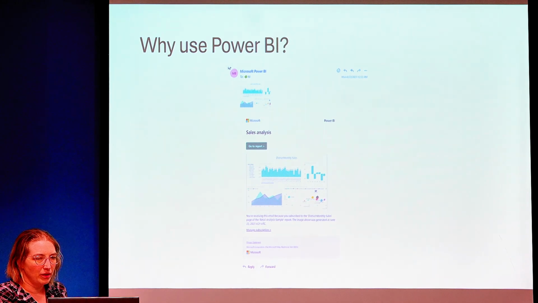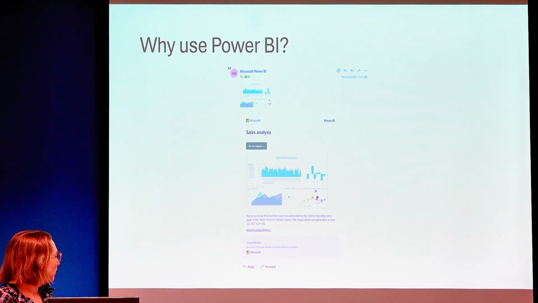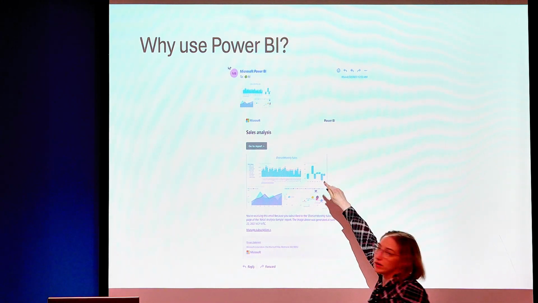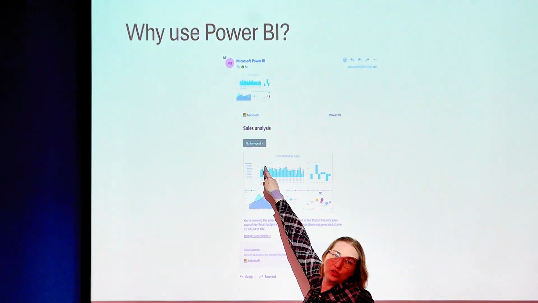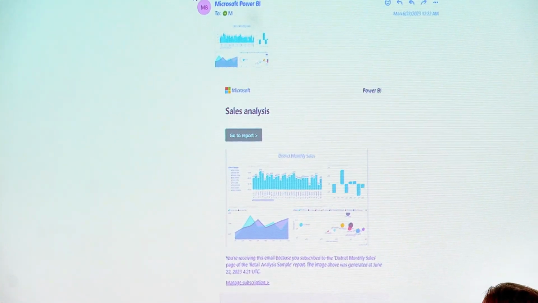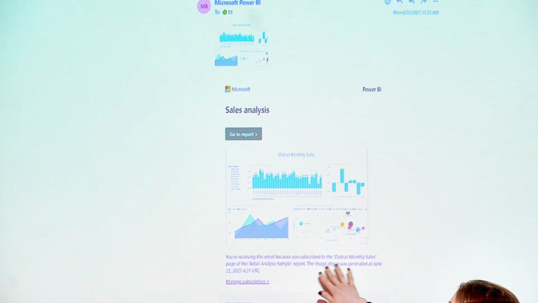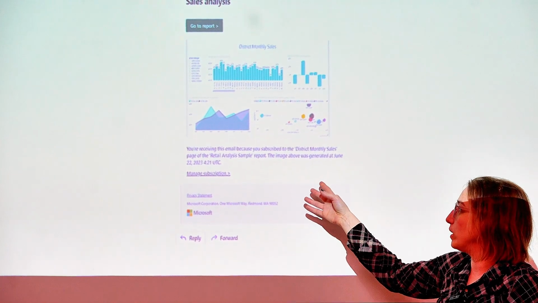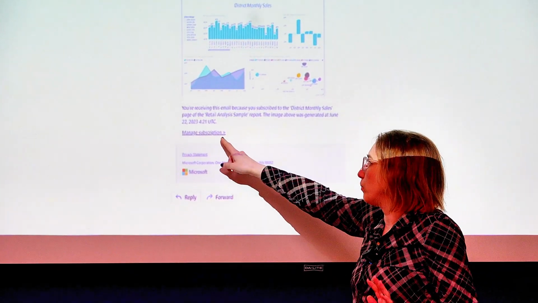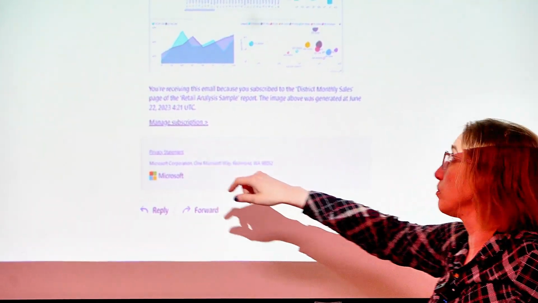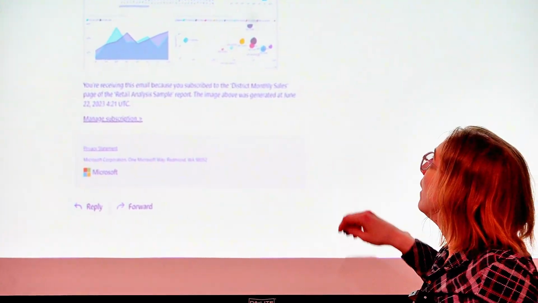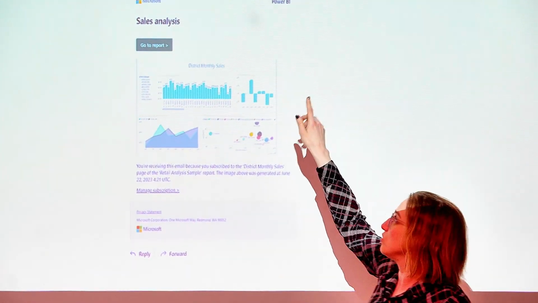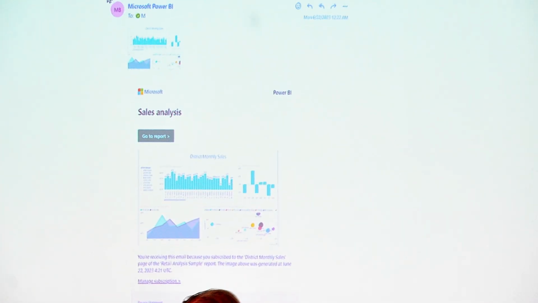This is an example of a Power BI subscription email. As you can see, it has a little screenshot of the report. It has a link to the report that the person can click to get to it. And also a little blurb explaining, hey, this is why you're receiving this email and what it means. And a link here where the user can manage their subscription as well. There's also customizable options where you can change the subject or the description of the report.